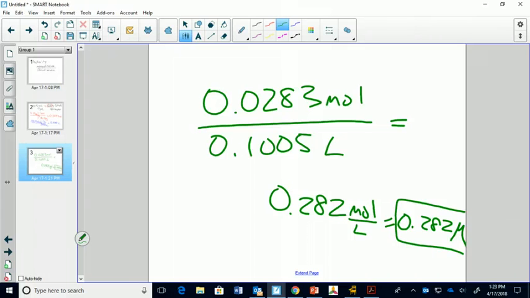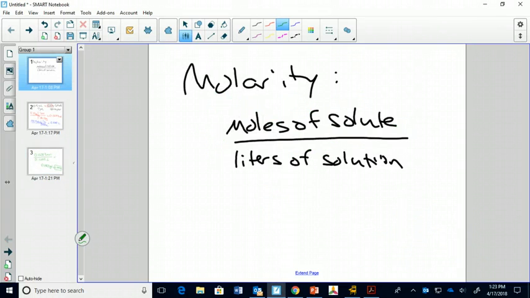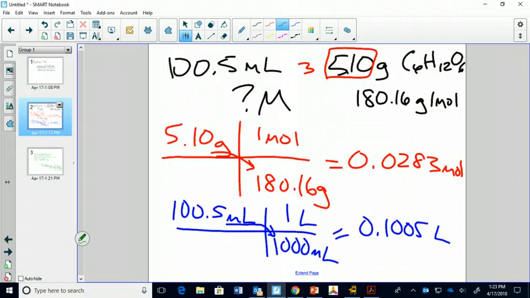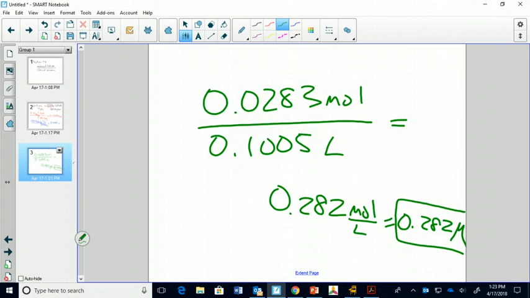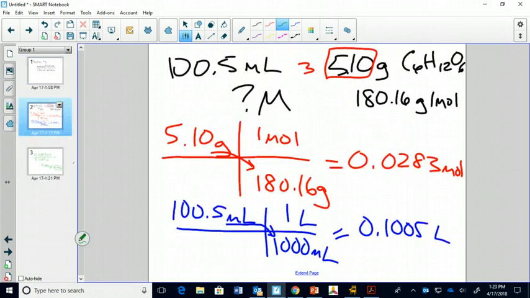Walk us through the steps one more time. We're trying to get moles over liters. Because they gave us grams and milliliters, I had to change from grams to moles using molar mass. I had to change from milliliters to liters using my conversion, 1,000 milliliters and 1 liter. And then I simply took those two numbers and divided them to get my 0.282 molar. So if I were to say I need a 0.282 molar solution of glucose, this is how you would make that. With 100.5 milliliters of solution and 5.10 grams of glucose. Make sense?